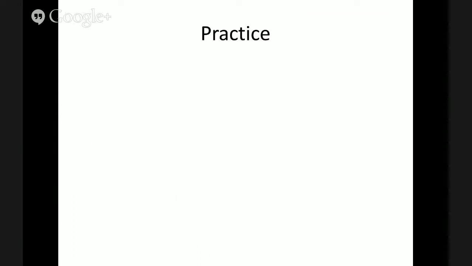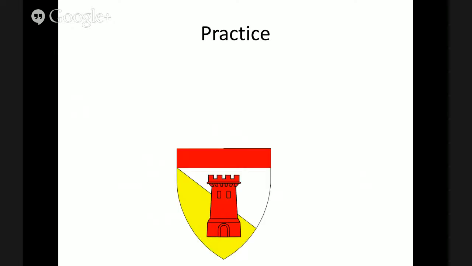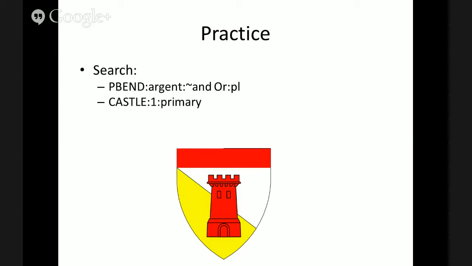So, how would we go about setting this up? So, per bend is p bend, argent and or, plain line. Okay. Argent before or, because with divided in half it matters. Yep. Castle. What can we say about the castle? There's 1 and it's primary. It's ghouls and it's primary. Anything else we can say about the castle? Not really. Chief. The chief is interesting.